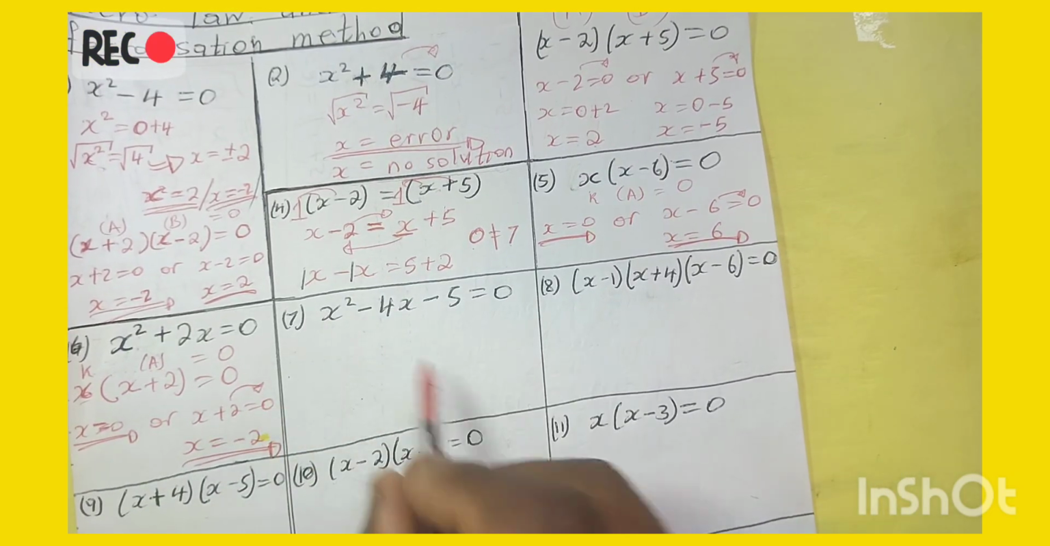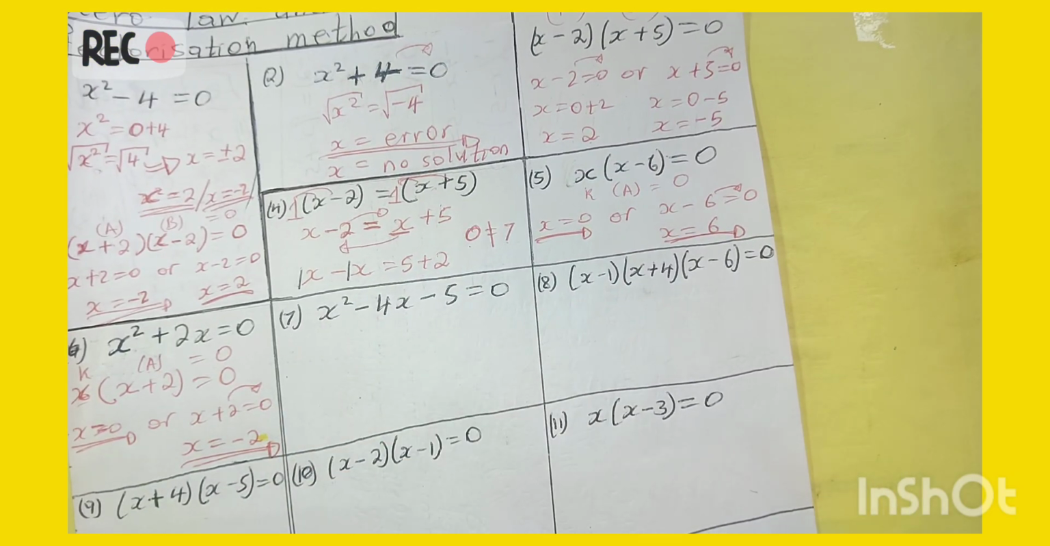Then what about this one? For this one, it is what you call a quadratic trinomial.